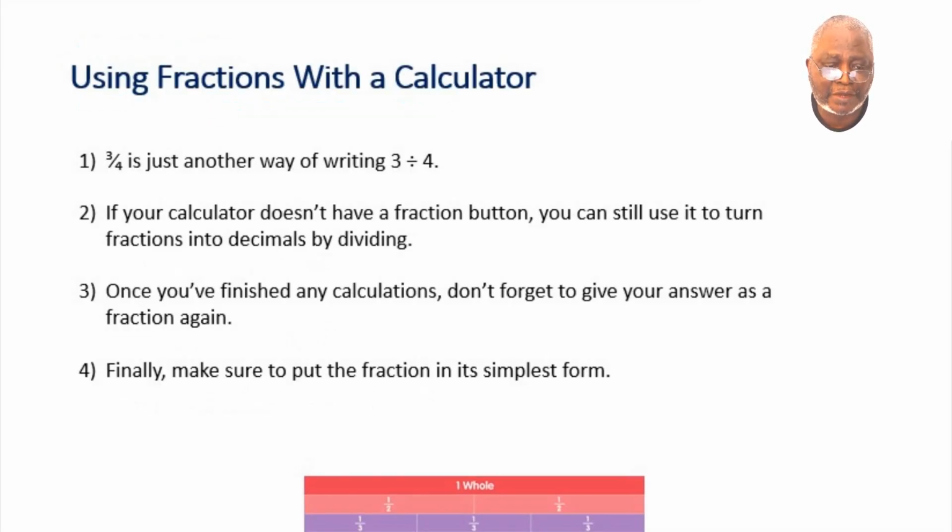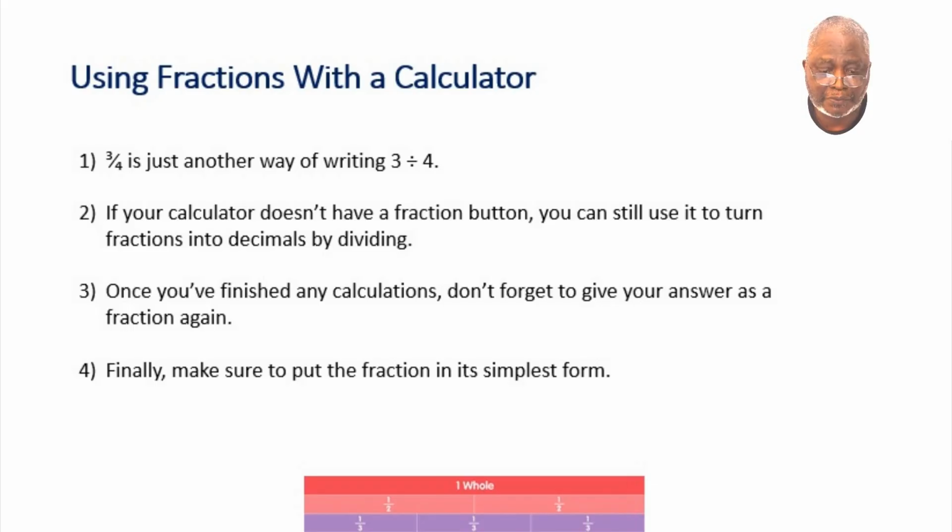Using fractions with a calculator. 3/4 is just another way of writing 3 divided by 4. I think I've told you that before, that a fraction is simply a division sum. If your calculator doesn't have a fraction button, you can still use it to turn fractions into decimals by dividing. Once you've finished any calculation, don't forget to give your answer as a fraction again.